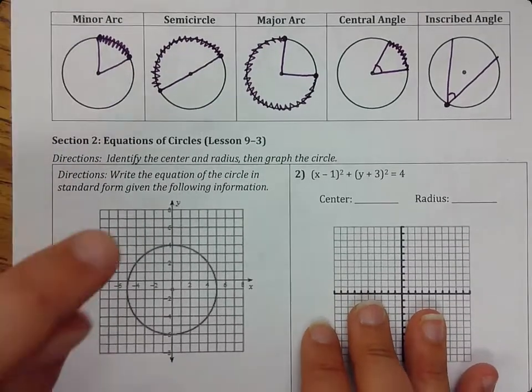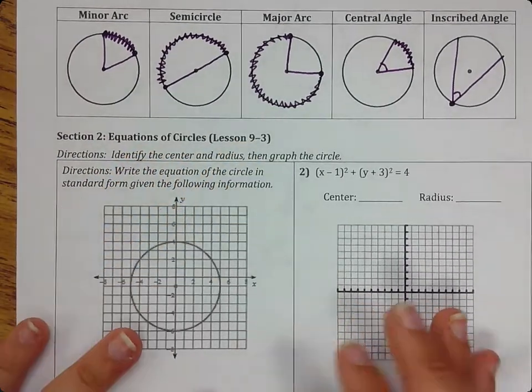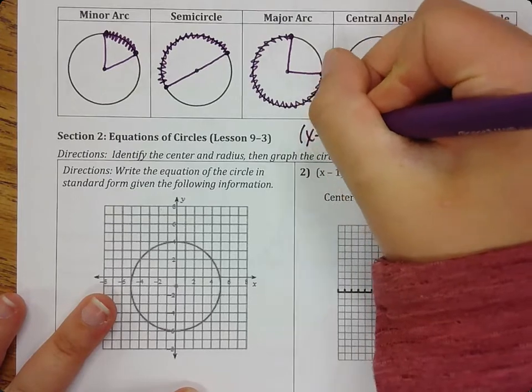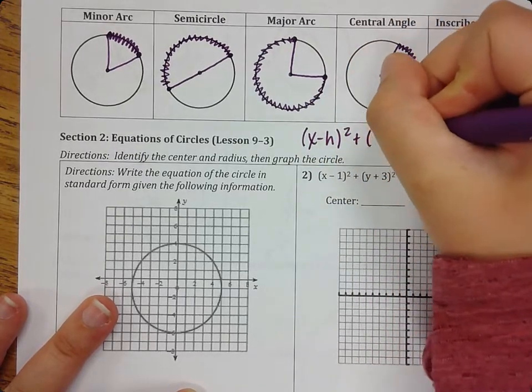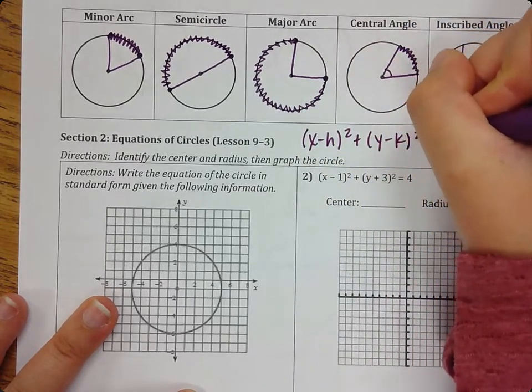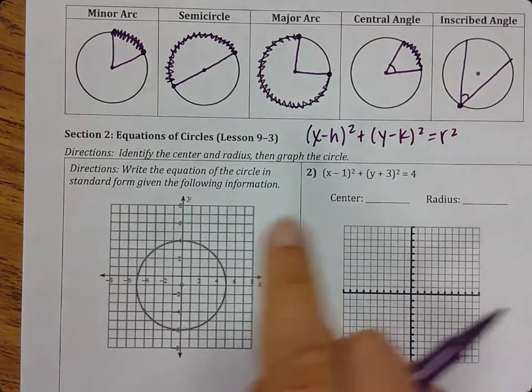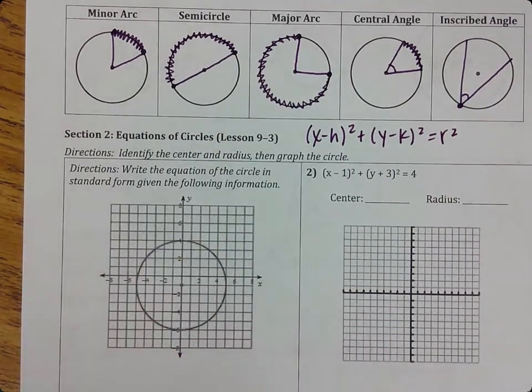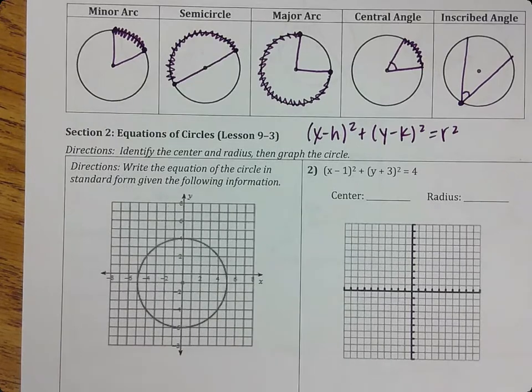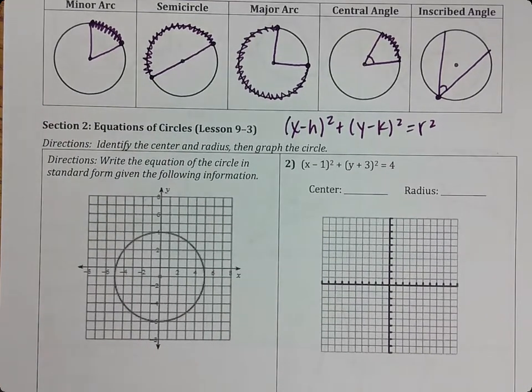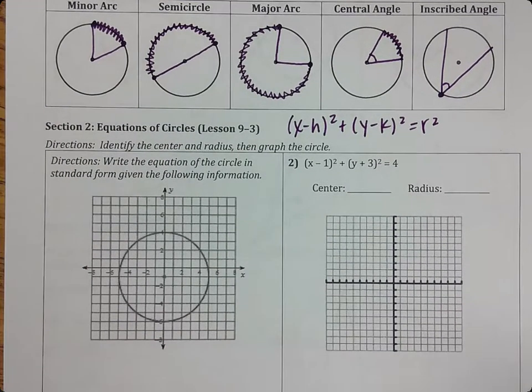All right, section number 2, equations of circles. The first thing that I'm going to write out here is the standard form of the equation of a circle. And we're going to use that to help ourselves answer these questions and some questions on the back. I'm actually going to start with number 2 here, and then we'll go back to this problem right over here. So what we want to do is identify the center and the radius of the circle in order to graph it. And the center and the radius can be found just by looking at the equation.